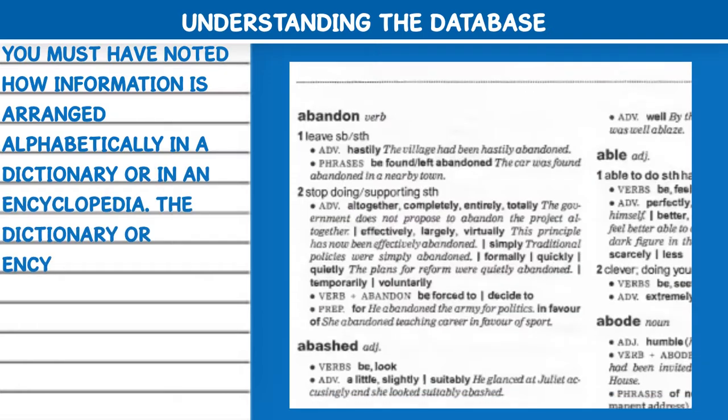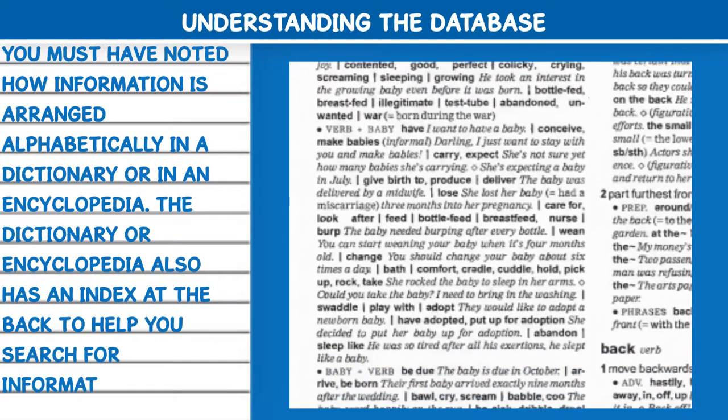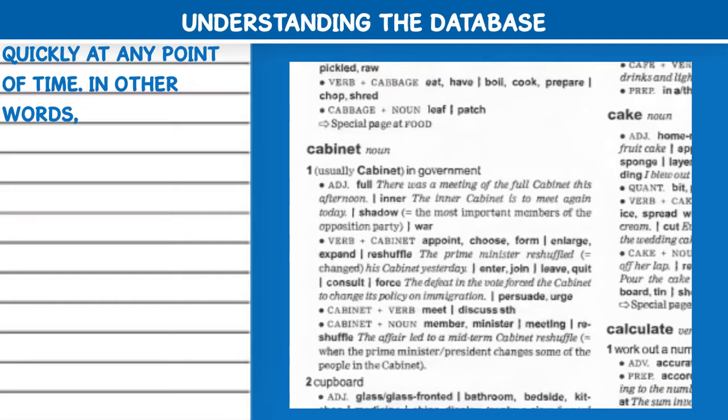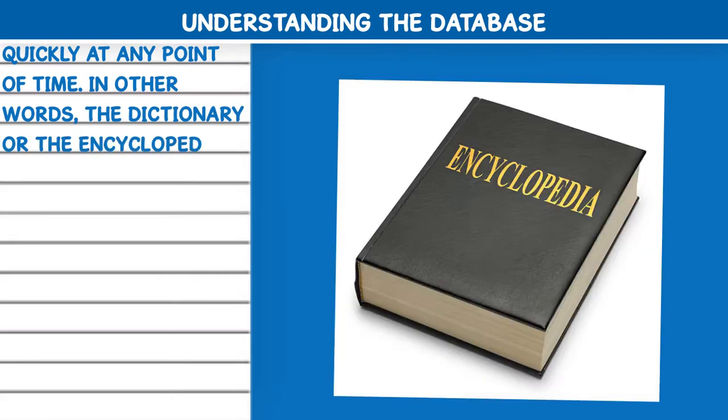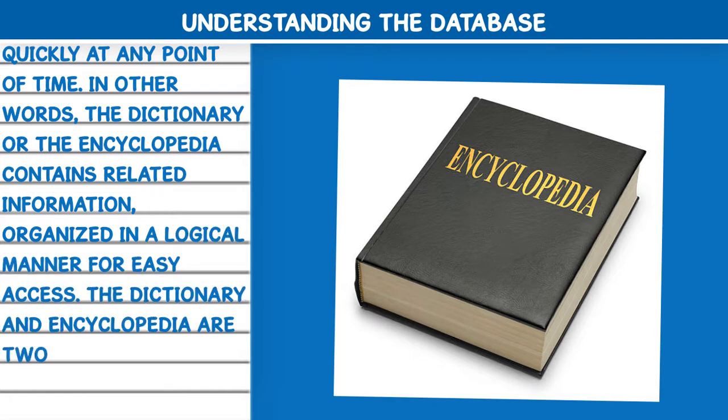The dictionary or encyclopedia also has an index at the back to help you search for information quickly at any point of time. In other words, the dictionary or the encyclopedia contains related information, organized in a logical manner for easy access. The dictionary and encyclopedia are two examples of a simple database.